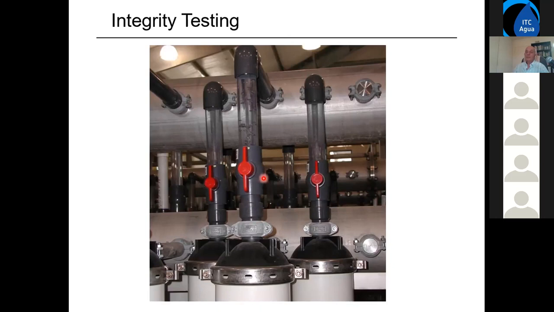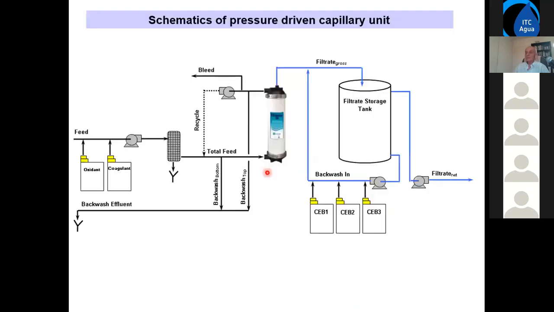In the potable system, as I said, it has to be tested daily. Now the integrity test takes about 20 to 30 minutes, so this also has to be counted when they're calculating how much capacity you need from the system. On the wastewater reclamation and seawater, sometimes you have to do it daily, but usually they do it maybe once per week.